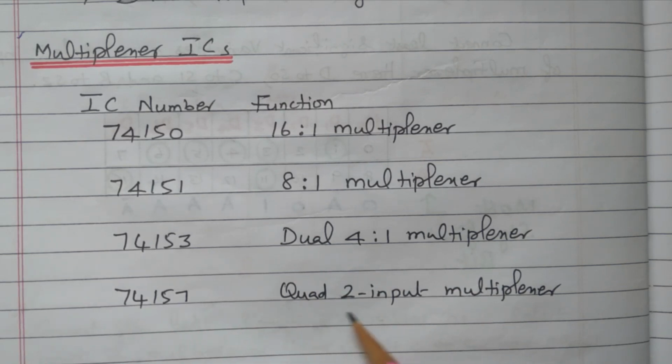74157. Quad 2 input multiplexer. Quad means 4-bit data. 2 sets of 4-bit data are available. Out of the 2 sets of 4-bit data, based on the selection line, 1 set of data is available at the output. For example, A or B. A is the 4-bit data and B is another 4-bit data, meaning based on the selection line, either data A or data B will be available at the output. That's why it is called quad 2 input. Quad means 4-bit data. So these are all the ICs available for the multiplexer.